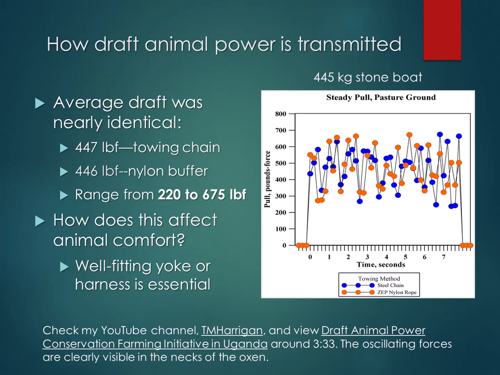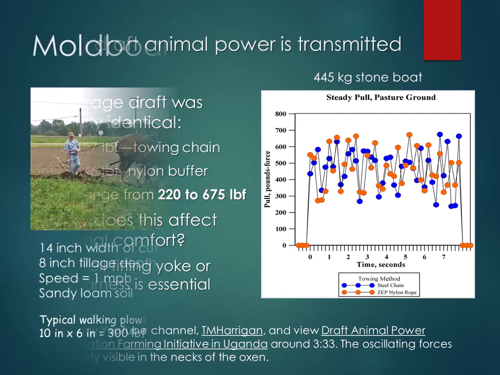team and the load. While the average pulling forces were nearly identical, the pulling forces ranged from about 220 to 660 pounds force. This wide range in rapidly oscillating forces demonstrates the importance of a well-fitting yoke or harness in the interest of animal comfort and productivity.